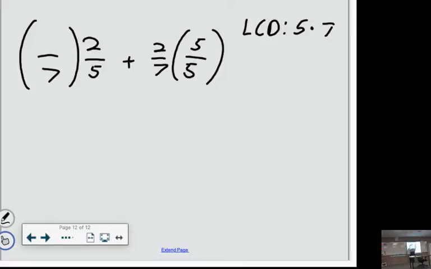Right, because I'm using that identity. Any number divided by itself is equal to 1, except that number can't be 0. Never divide by 0. If you do, I'll come haunt you. With that in mind, I get 7 times 2, which is 14, plus 2 times 5, which is 10. All of that is over our LCD. 14 plus 10 is equal to 24.